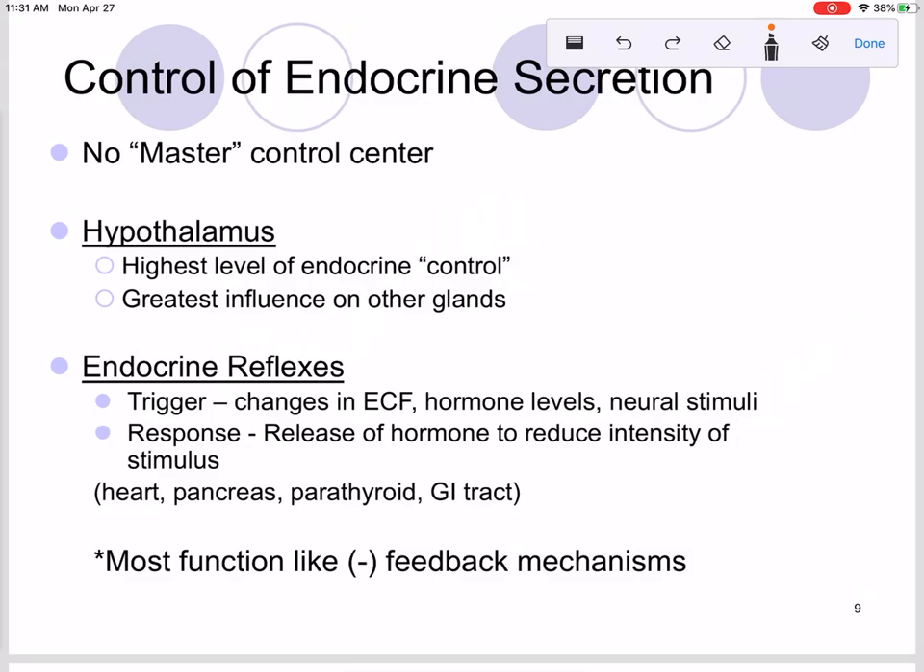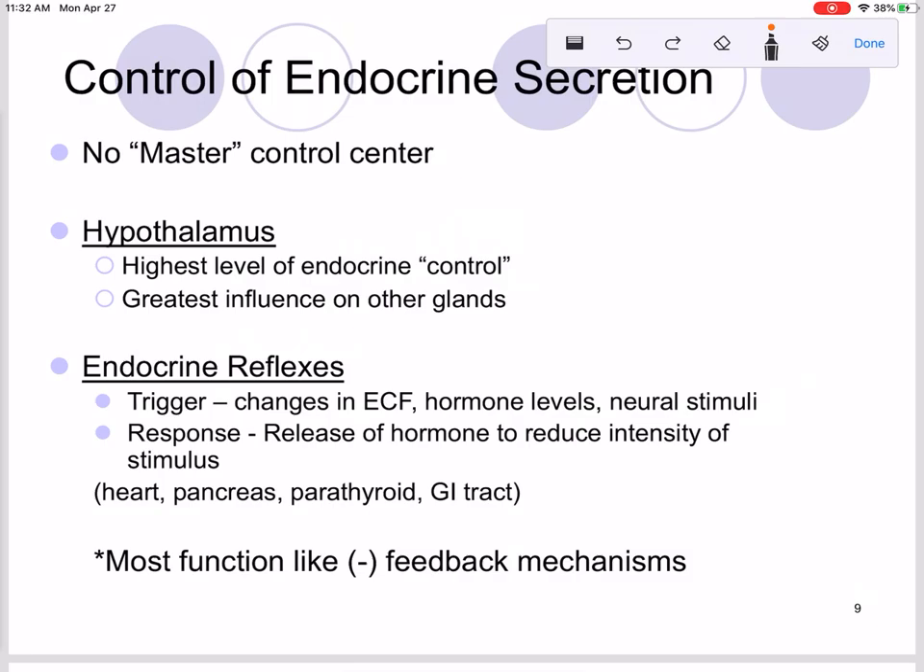Now, there's one big difference between the nervous and the endocrine systems. You probably picked up on it by now. The nervous system has one master control center, and that is the brain, right? The nervous system has one control center at the top, oversees everything, isn't it nice and organized? Well, the endocrine system doesn't have a similar control center, because these glands are spread all throughout the body, and there's not one master control center that oversees them all.